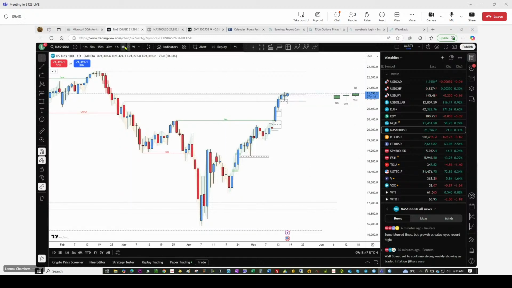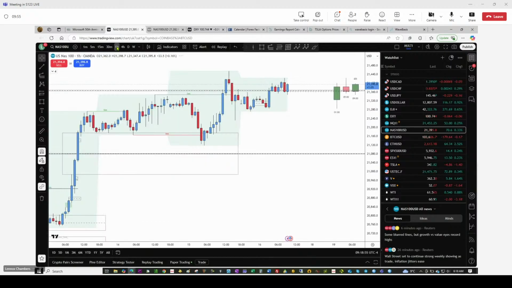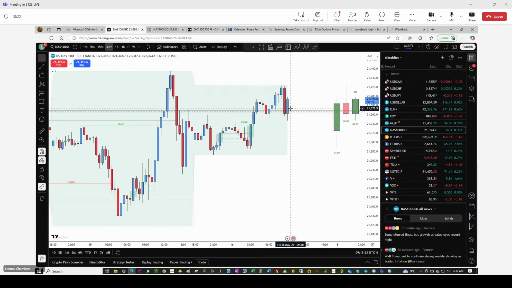Dropping down to the 4-hour. Still in a very strong move to the upside. Hourly, also still in an upward mode. We had quite the move yesterday, taking out previous highs, and we pulled back quite dramatically, and now we're pushing back again to the upside. So looking for continued movements up, and we have done so.